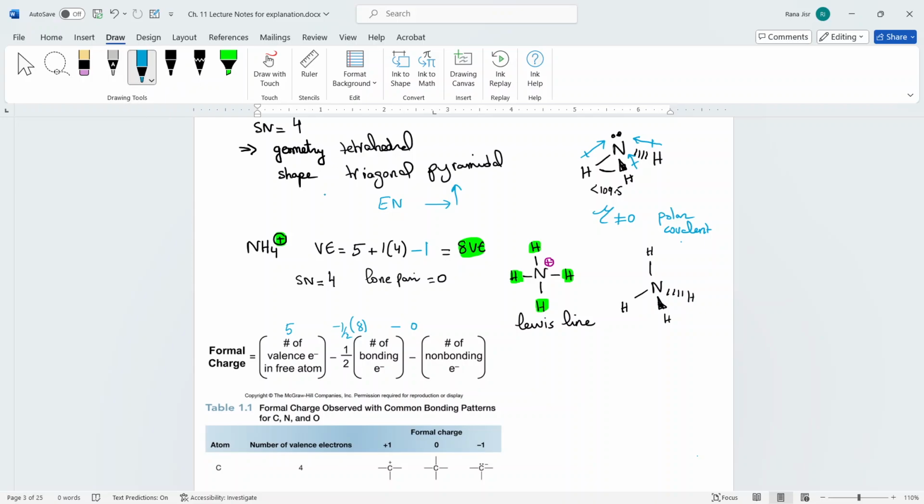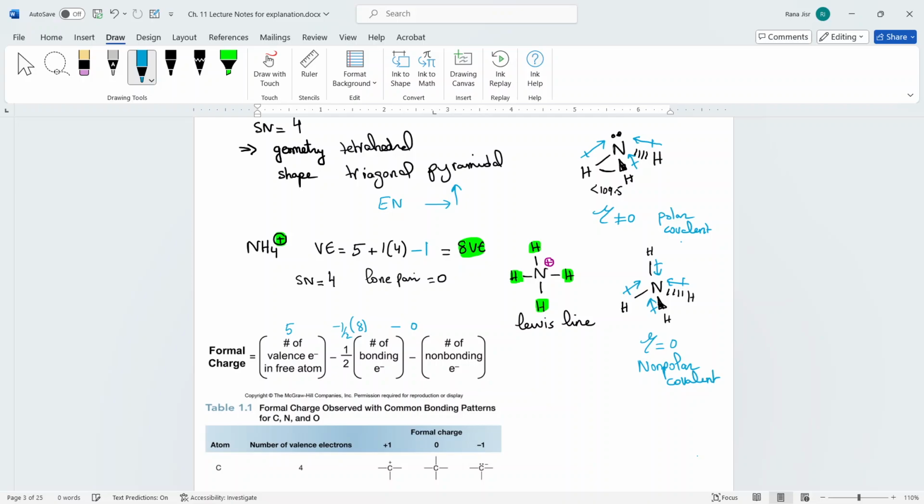For the polarity here, nitrogen is more electronegative than the hydrogen. Same thing, nitrogen is more electronegative than the hydrogen each time. So you can easily see that your arrows cancel out. These two and these two go in the same direction. So the dipole moment is going to be equal to 0, and your molecule is going to be non-polar covalent.